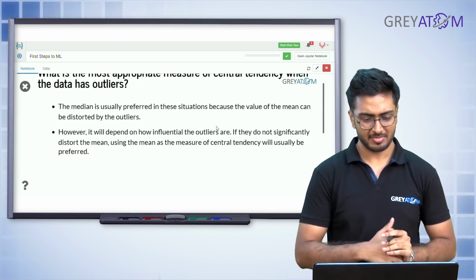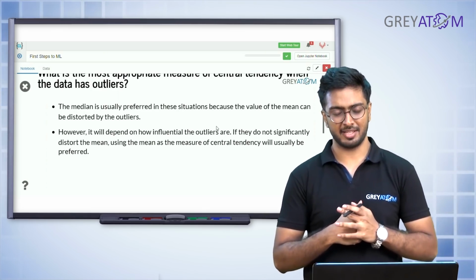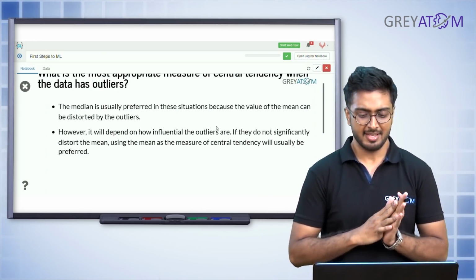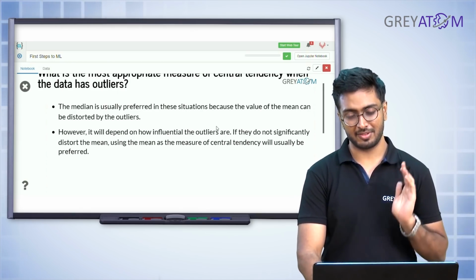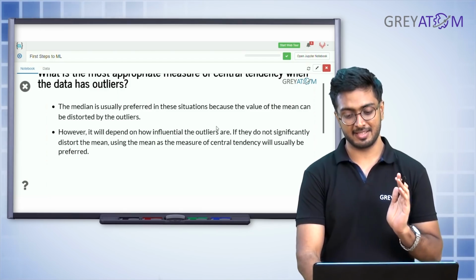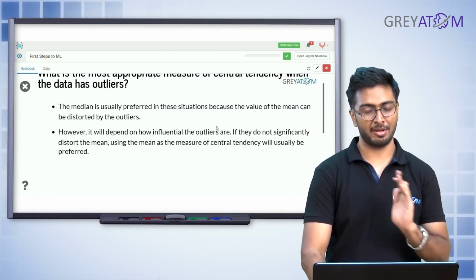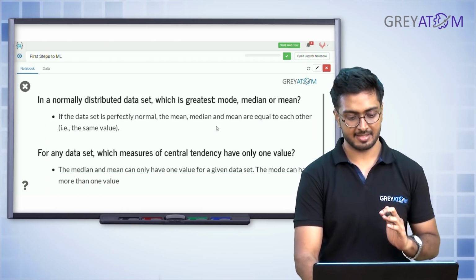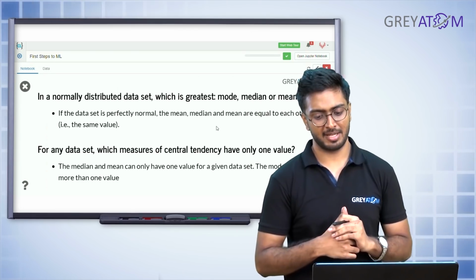So I have already talked about this. Basically, median is the one to use if you have a lot of outliers. Depending on how influential your outliers are, if there are a lot of outliers and you think they might significantly distort the mean, you might want to use median in those cases. So in a normally distributed data set, which is greatest: mode, median, or mean?